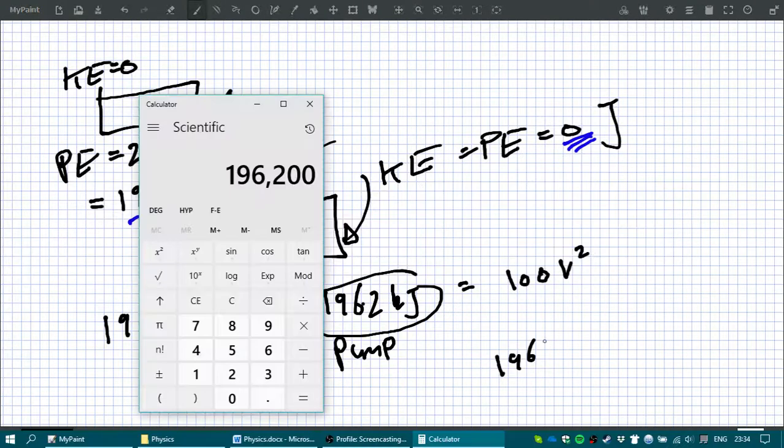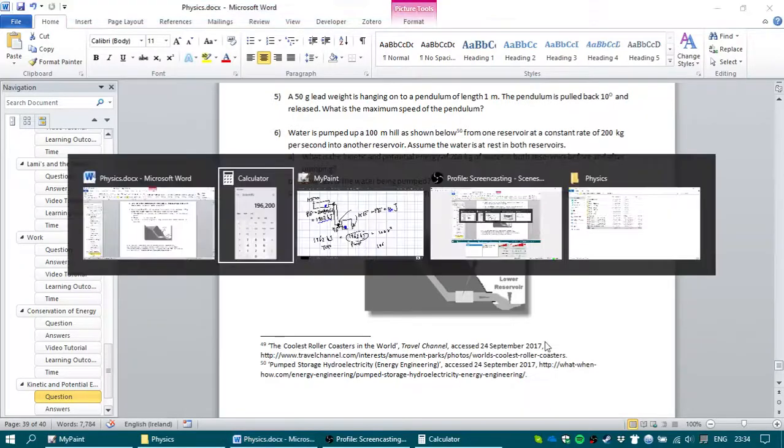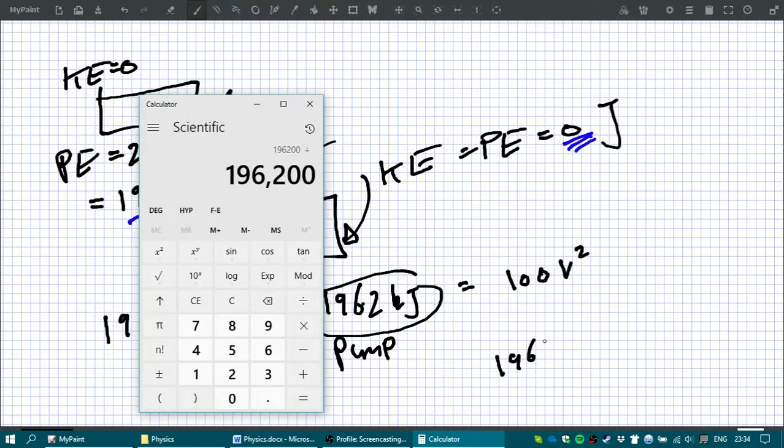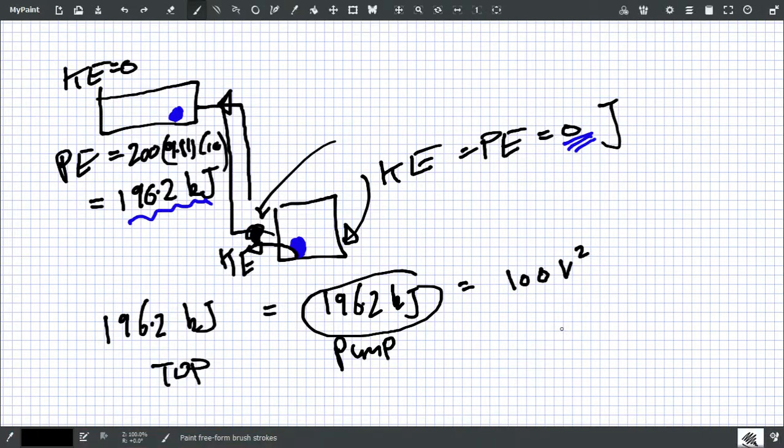So 196.2, divided by 100, and square root, so 44.29. So we get v is 44.29 meters per second here. So that's how fast the water is being pumped.